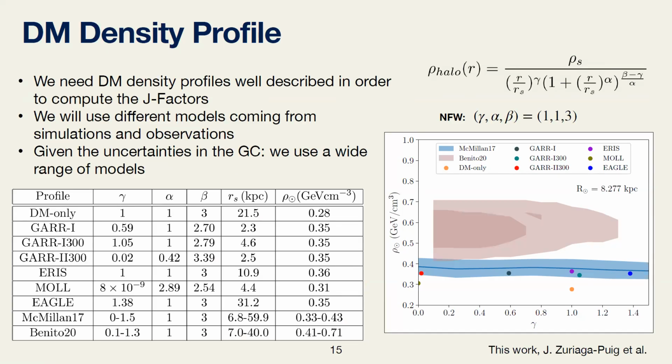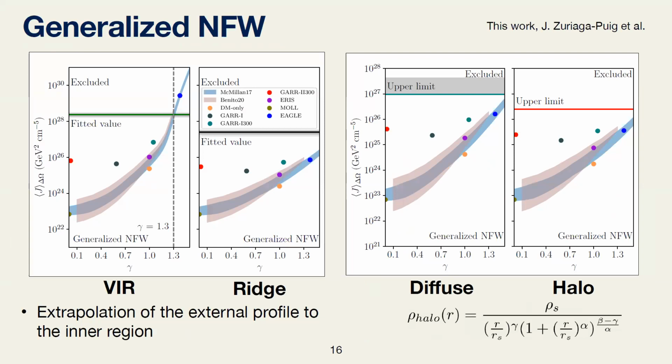So the density profile, as I said, we need dark matter density profiles well described in order to compute the J factors. And so we will use different models coming from simulation and observation. And given the uncertainties in the galactic center, we use a wide range of models. Actually, we use cuspy profiles and core profiles and everything in between. And in this case it is the local dark matter density versus the parameter gamma, the slope of the profile, for the different dark matter density profiles that we use.